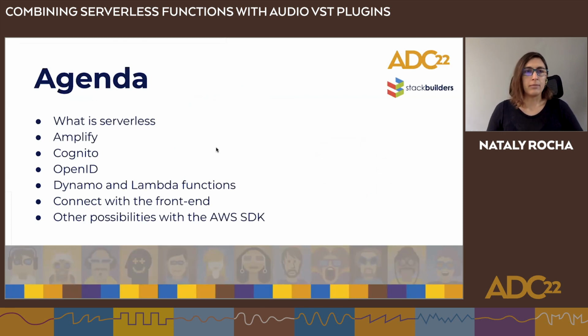First, we're going to check a little bit about what is serverless. Then we are going to check what is Amplify, which is the tool that we are going to be using to build a serverless backend. Also, Cognito and OpenID, which are the tools for the authentication. Finally, Dynamo and Lambda functions that are the ones that help us to store and build the backend logic. Finally, how to connect with the front end for what we are building, and the VST plugin that we are going to be connected to the serverless functions. Okay, and some other possibilities that we might have with the AWS SDK and basically serverless.